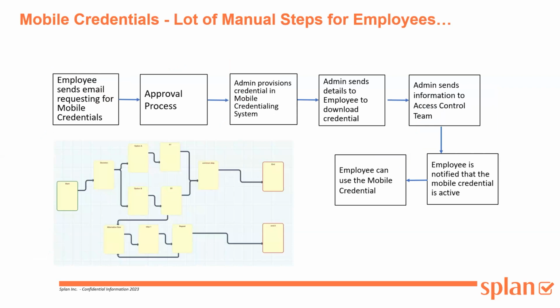Going to kind of where we are today in the market, right? We send an email, we request the mobile credential. Then we have to wait for an approval process. And then admin gets another email determining what access level you get. Then we send details to the employee. Then the admin sends it to the access control team. Then the employee is notified. And then finally, the employee can use the mobile credential. But it's not all really tied together and it's not automated. And the audit trail is very clunky and cumbersome when you do that for your employees.